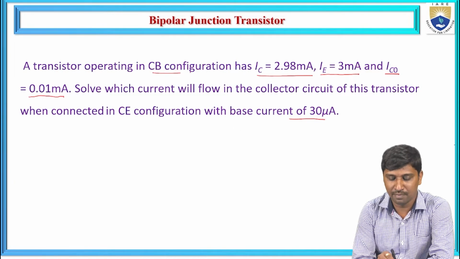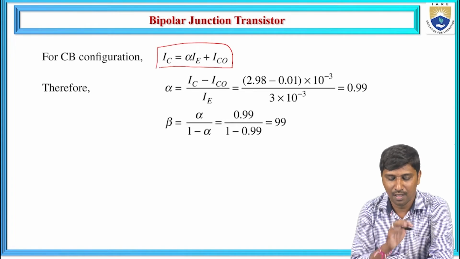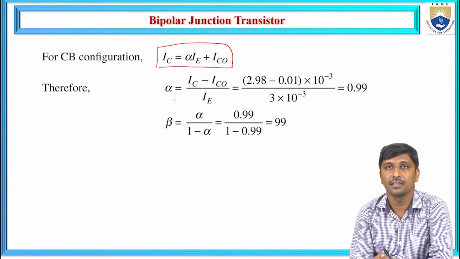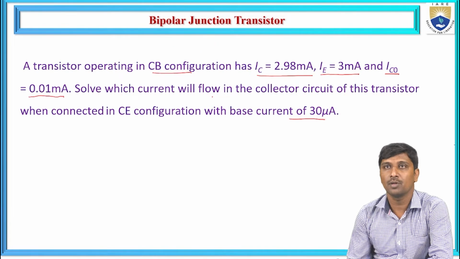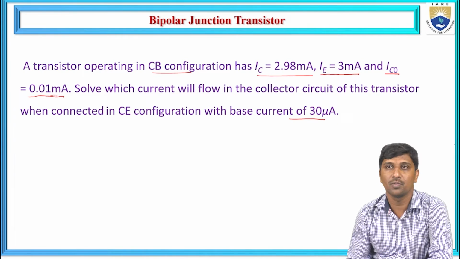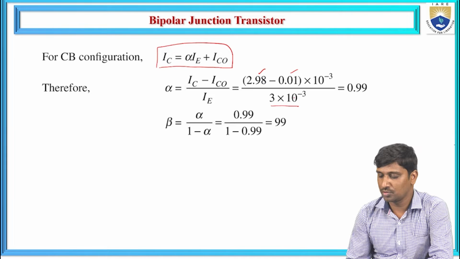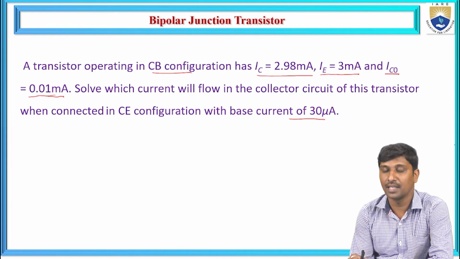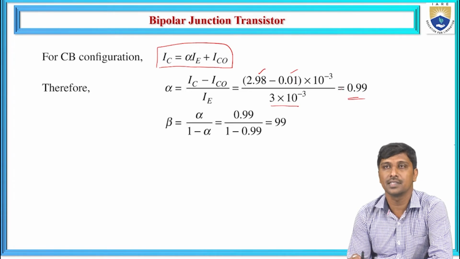So from the common base configuration, we know that IC is equal to alpha times IE plus IC naught. So from this, we are calculating this alpha. So what is alpha value? Alpha is (IC minus IC naught) by IE. In the given problem, IC is given as 2.98 milliamperes and IC naught is 0.01 milliamperes. So hence 2.98 minus 0.01 divided by the total emitter current, which is given as 3 milliamperes. Then we can solve this one, and we get that alpha is 0.99.